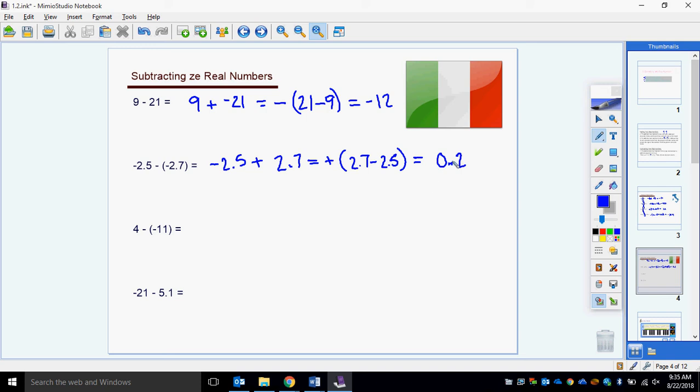You may have heard a song before. And I'm going to sing it now, but please promise not to cringe. It goes something like this. Same signs add and keep, different signs subtract. Keep the sign of the higher number, then you'll be exact.